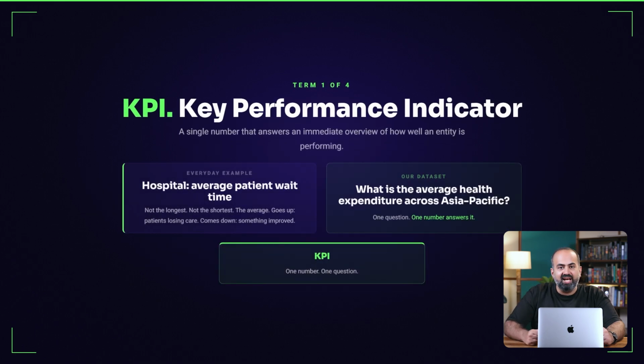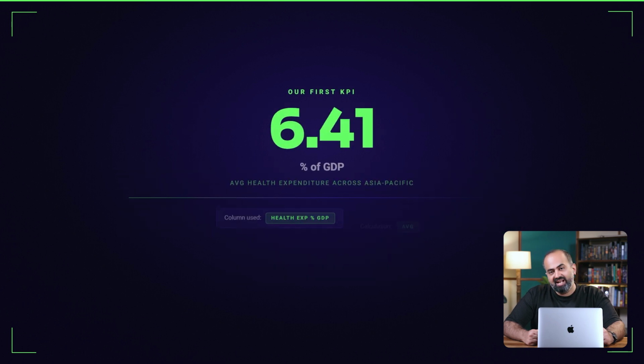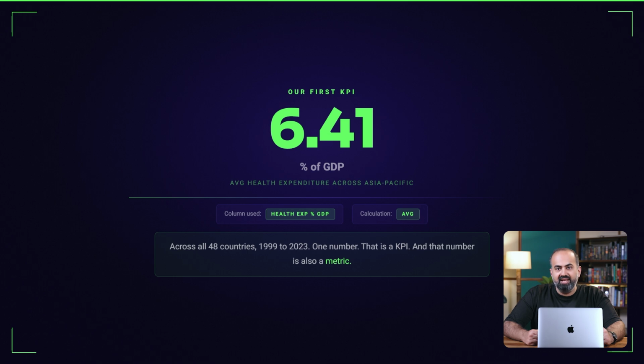First, KPI, Key Performance Indicators. A KPI is a single number that gives an immediate overview of how well an entity is performing. As an example, take a hospital. One number they frequently watch is average patient wait time. Not the longest wait, not the shortest, the average. If it goes up, patients are losing out on care. If it comes down, something improved. That is a KPI.